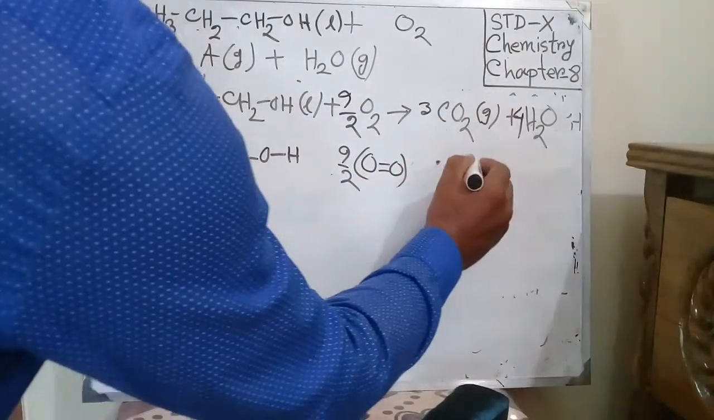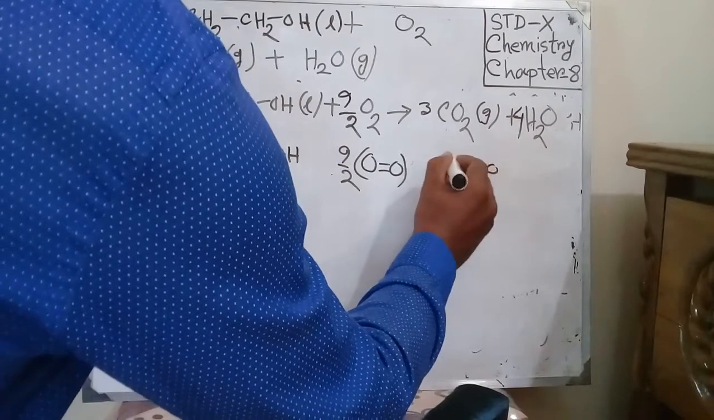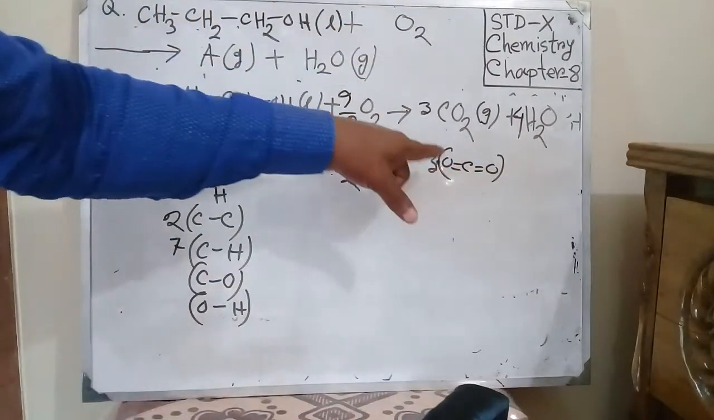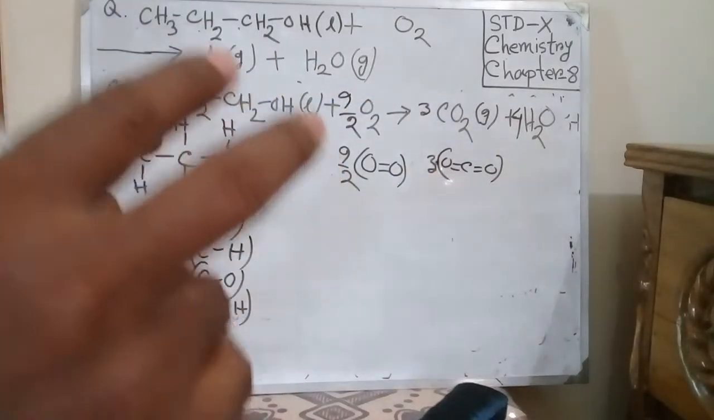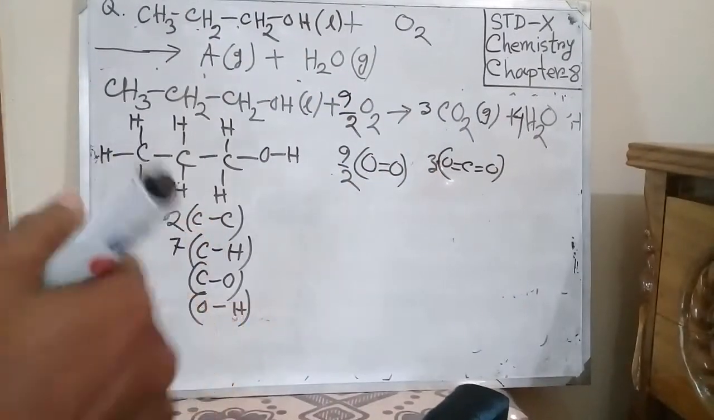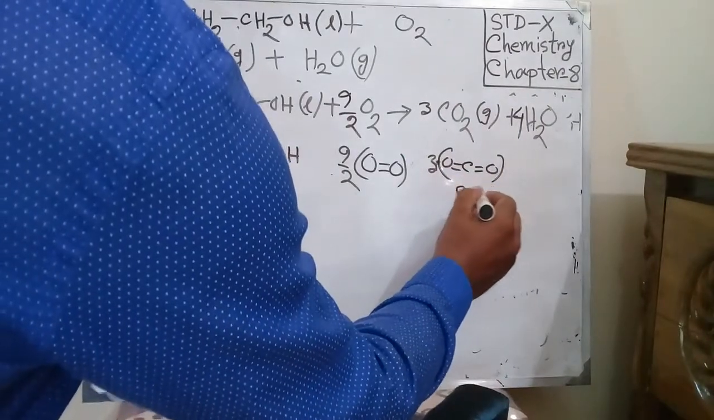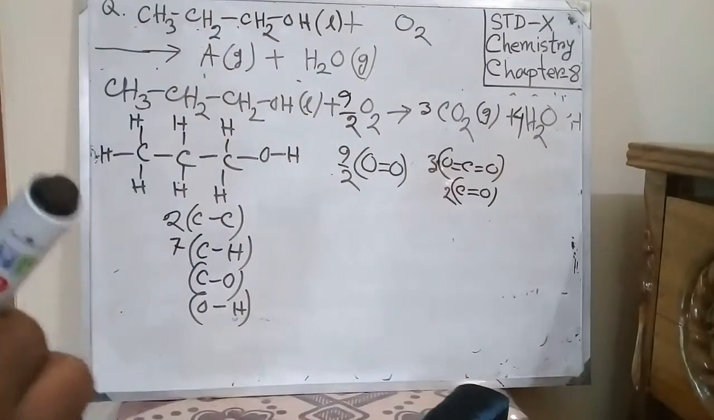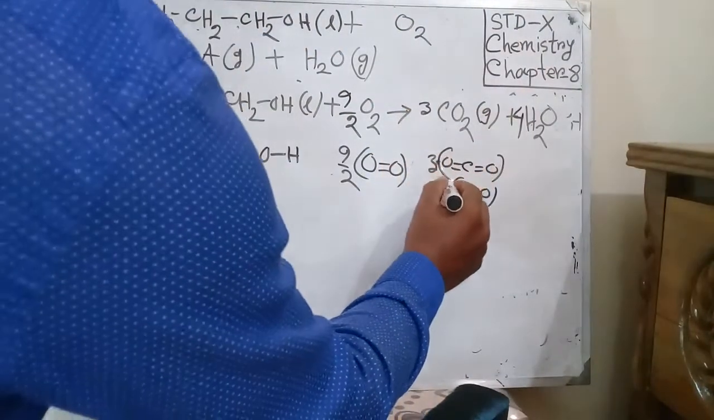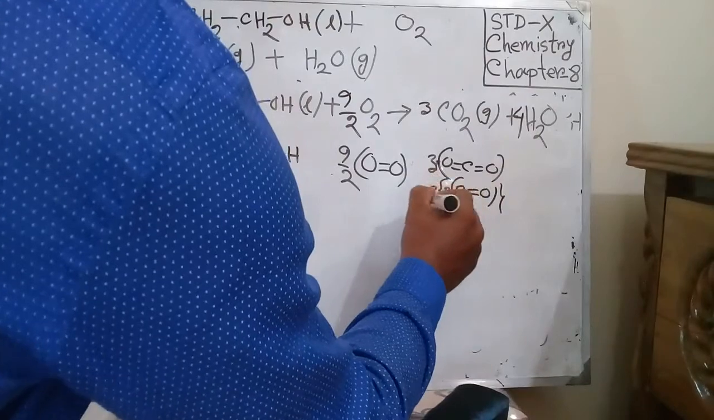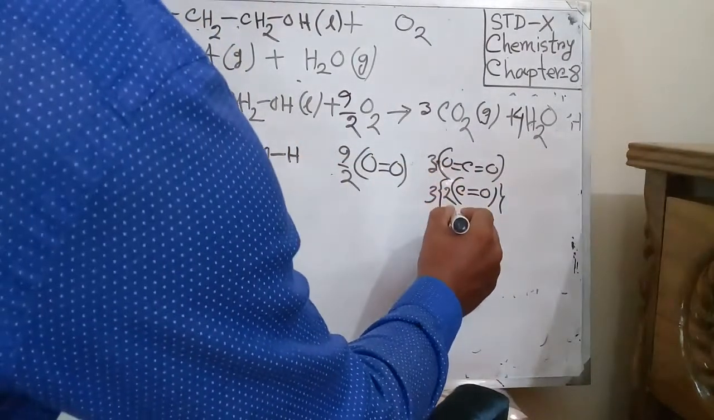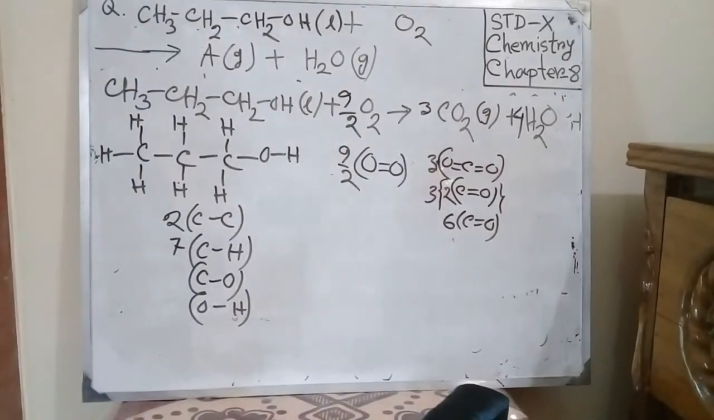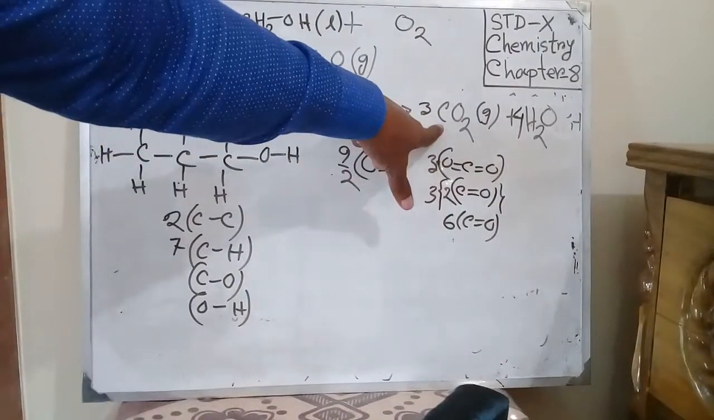Then carbon dioxide, we know this is carbon dioxide and 3 molecules. So in one molecule there are 2 carbon-oxygen double bonds. So we can write this 2. In one molecule there are 2 carbon-oxygen bonds, but 3 molecules, so we can write 6 carbon-oxygen bonds in this one.